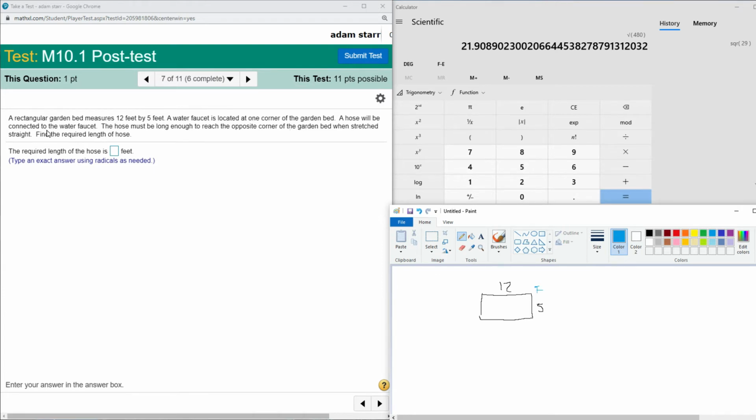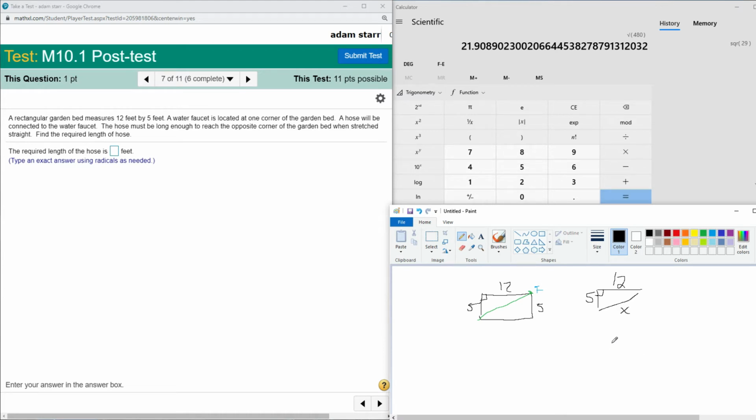A hose will be connected to the water faucet. The hose must be long enough to reach the opposite corner of the garden bed when stretched straight. Find the required length of the hose. So the hose is connecting here to the corner and has to reach the opposite corner when stretched straight. So in other words, this is creating a right triangle where it's asking to find the length of the diagonal here. Okay, so again, if this is 5 here, this is also going to be 5. So it creates this right triangle. For this is 12, this is 5, and it's asking me to find that length.